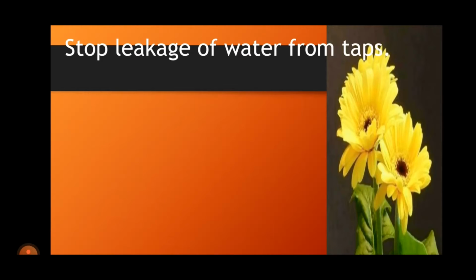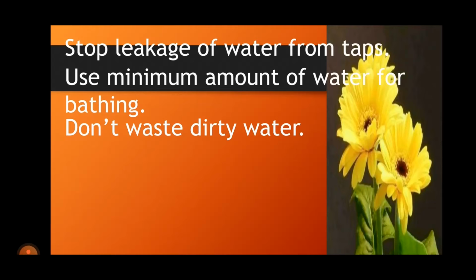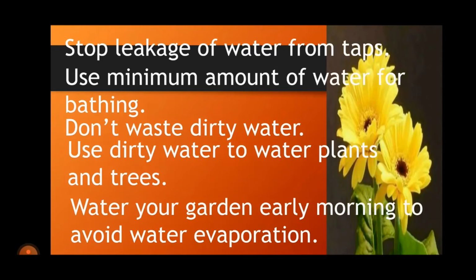Now we are going to write about how to save drinking water. See, the clue points are given for that. Stop leakage of water from taps. Use minimum amount of water for bathing. And don't waste dirty water. Use dirty water to water plants and trees.